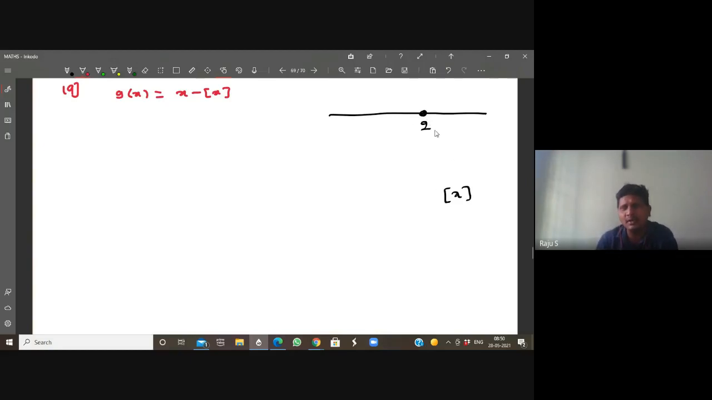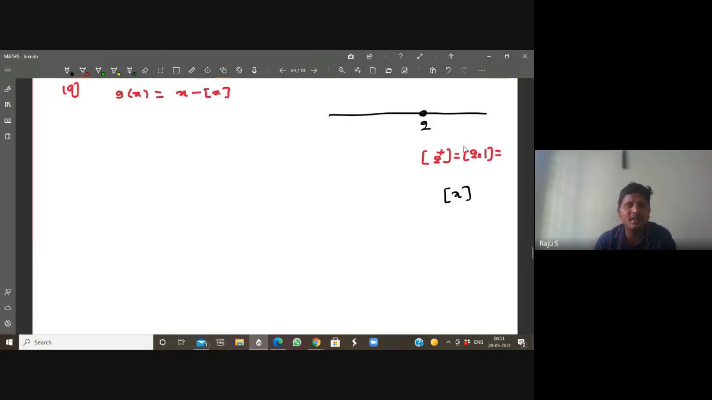Since we know that, observe here. What is the greatest integer of 2 plus? 2 plus means you can take 2.1 till 2.9. I'm taking 2 plus as 2.1. What about the greatest integer of 2.1? Anyone?